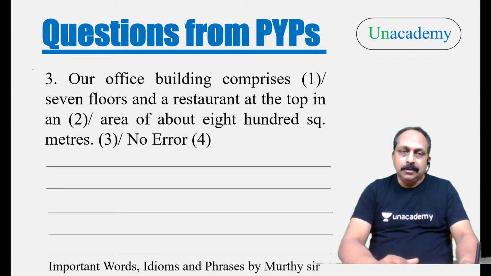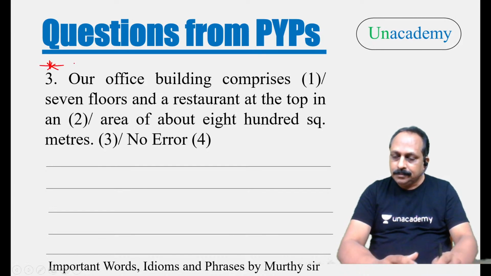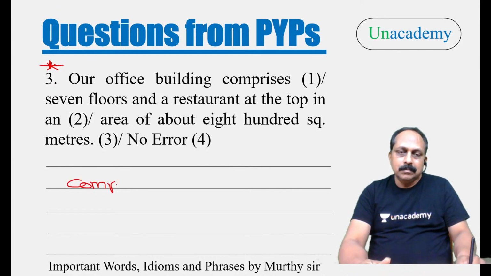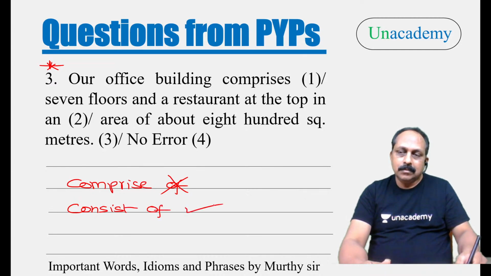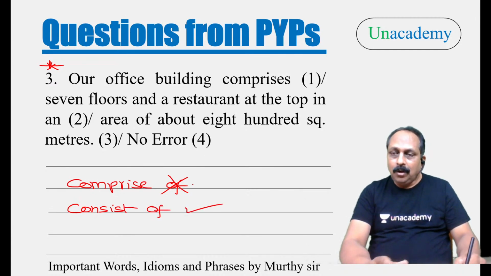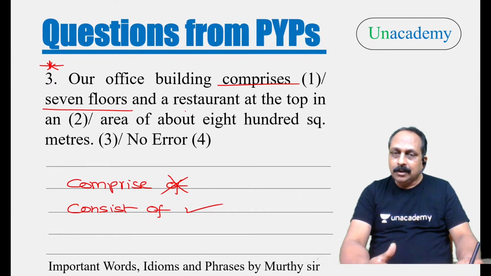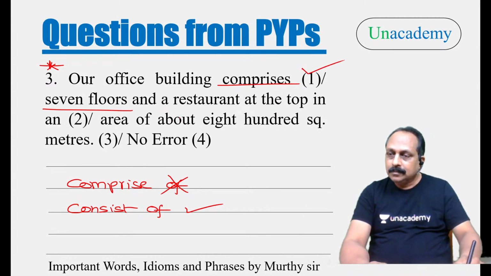This is a bit difficult. You have got to read very carefully. Our office building comprises, usually they give this in the exam, comprise of is not correct. Consist of is correct. There is nothing wrong with that. Our office building comprises what? 7 floors. Try to spot the error. Nothing wrong with the first part.